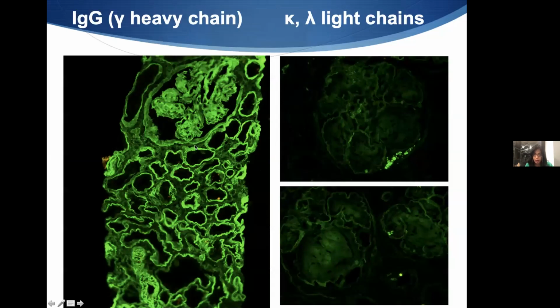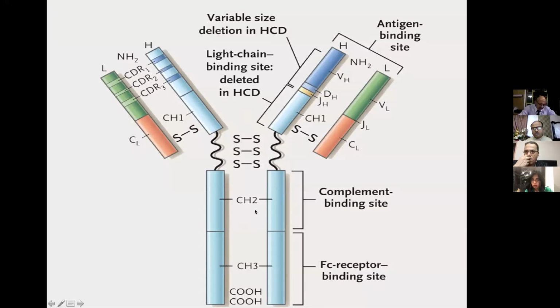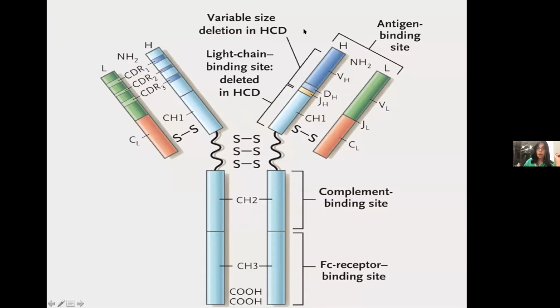Let me remind you again, so you don't get lost. This is our immunoglobulin, and we've agreed that here we have the heavy chains, and here we have the constant regions, and here we have the variable regions, and we have the light chains here. And in heavy chain disease, you get the variable size deletion in this segment, and they also lose the light chain binding site, so they have no light chains. And usually the mutations in CH1, which is one of the constant domains in this segment.